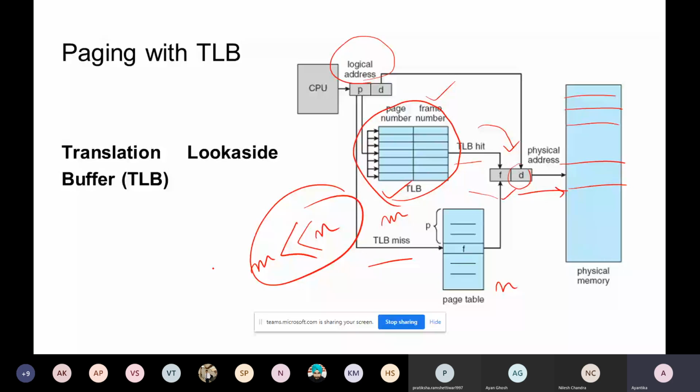If there is a miss, then of course you have to come back to this page table, you have to again search through those whole n rows, and then you have to fetch this frame. Okay, that is the advantage of using TLB buffer, that you are using much lesser amount. I mean, if there is a hit, there is a chance that you can get your frame number with much lesser search. Okay, clear?